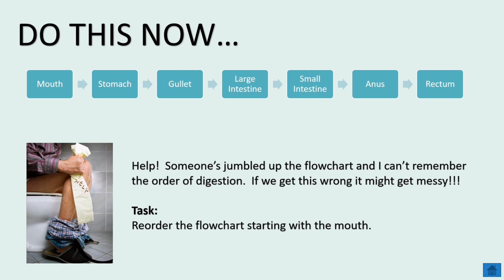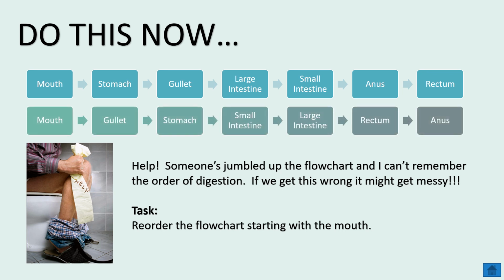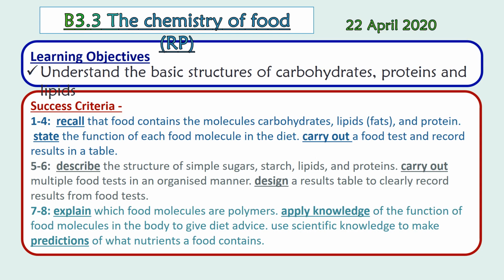Okay, brilliant. So hopefully we have got this order. So you've got the mouth to begin with, that's the same. Then you've got the gullet or the esophagus. Then you have got the stomach, which is followed by the small intestine, then the large intestine, then the rectum, and then the anus.